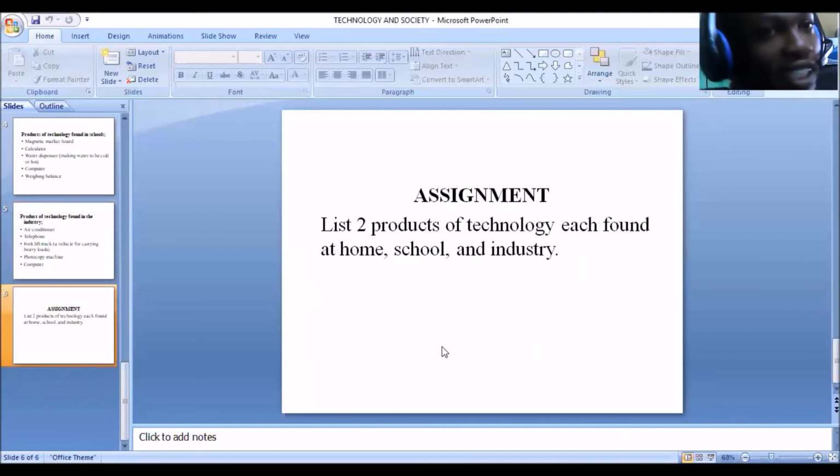Then I don't forget I give you an assignment that you should list the two products of technology found at home, school, and industry.